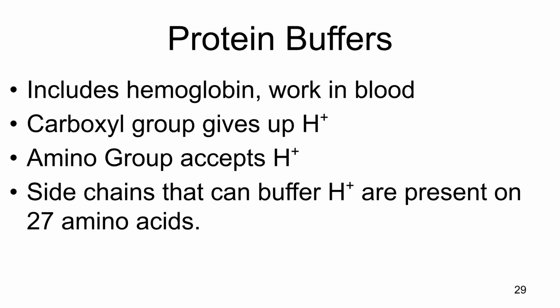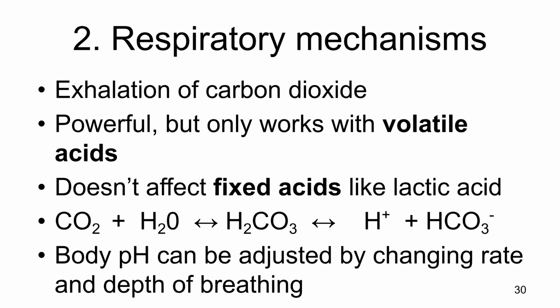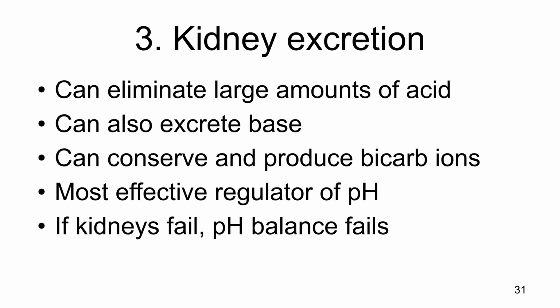Kidney excretion is the most effective regulator of pH. Kidneys can eliminate large amounts of acid, excrete base, and conserve and produce bicarbonate ions. If the kidneys fail, pH balance fails. Buffers function almost instantaneously. Respiratory mechanisms take several minutes to hours, and renal mechanisms may take several hours to days to correct imbalances. This slide provides a visual summary of the body's acid and base control mechanisms.